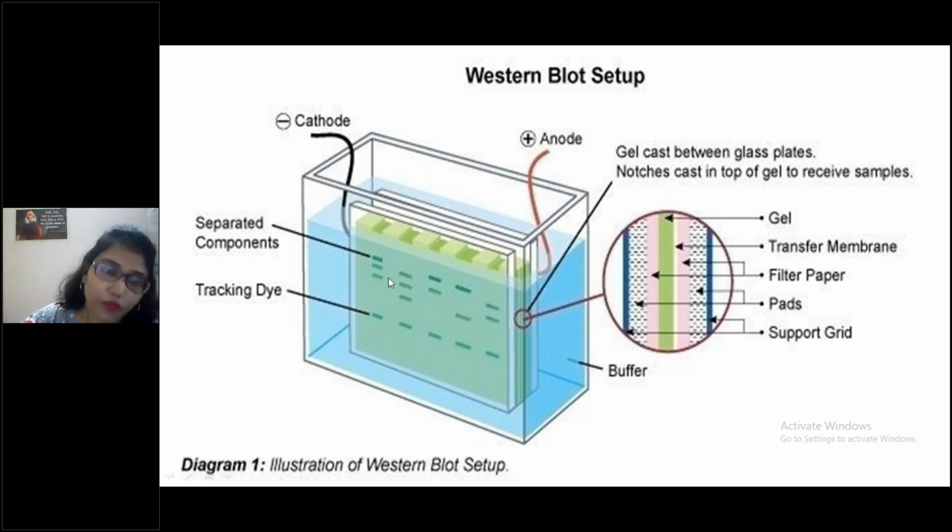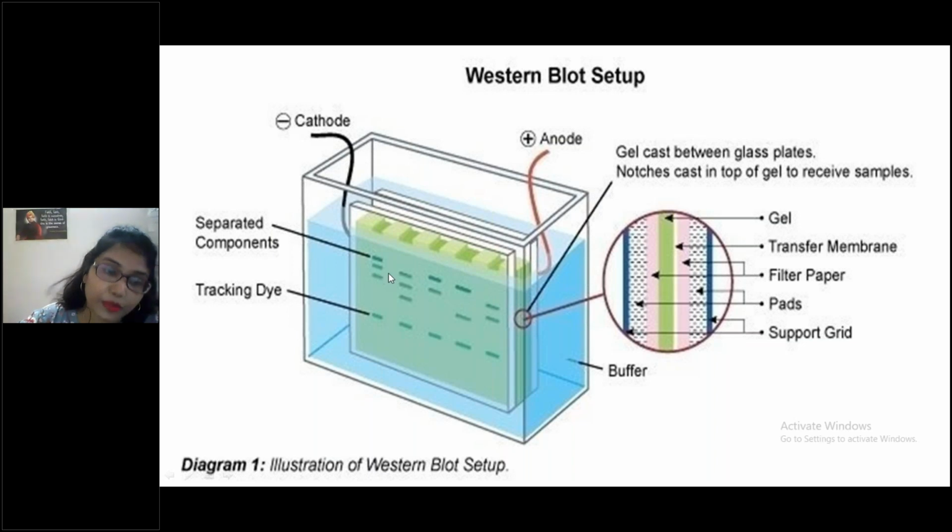Here you can see there is the cathode and the anode. In electrophoresis, the lighter the molecule, the more it will travel. That is basically in layman's terms how it goes. It will travel a greater distance, and then you can find bands. So here you can see that the proteins have separated.